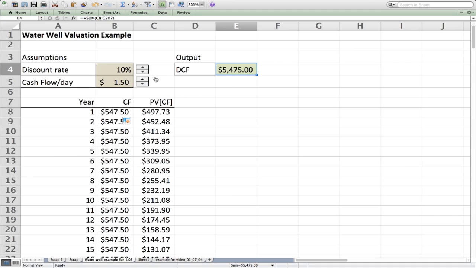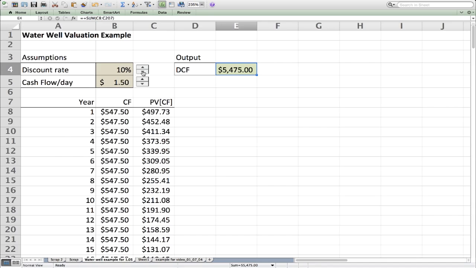What would happen if the cash flows were a little bit higher? Well, that's easy. We could just change that. If it was bringing in $2 a day, it'd be worth $7,300. If it were only bringing in $1 a day, it'd be worth $3,650. The nice thing is once we've built this spreadsheet model, we've got the flexibility to change the assumptions.